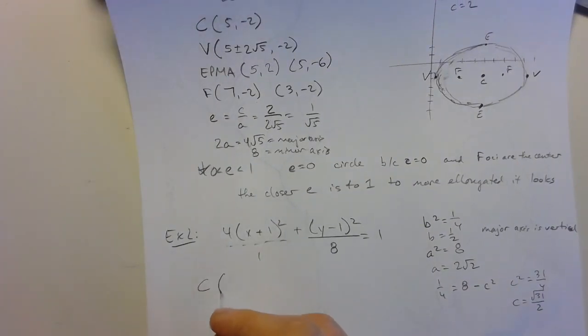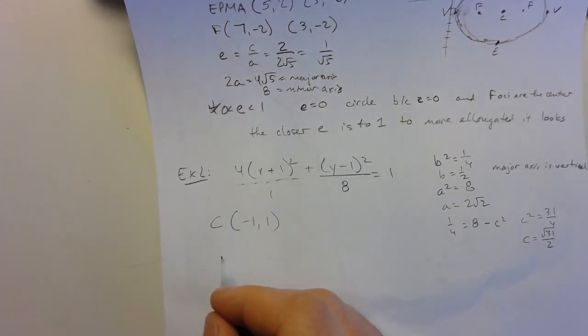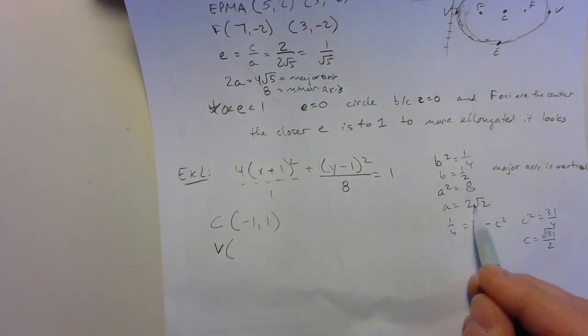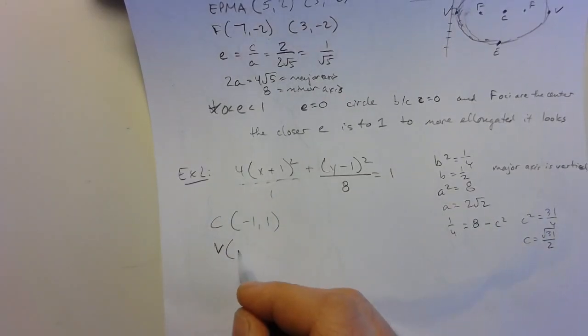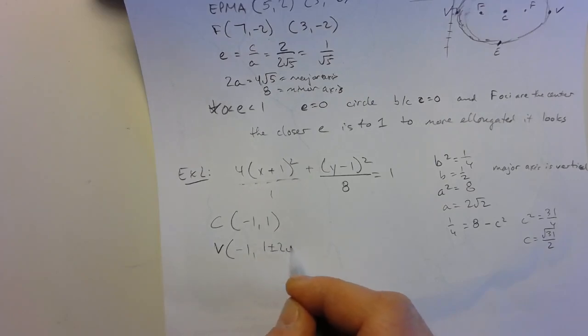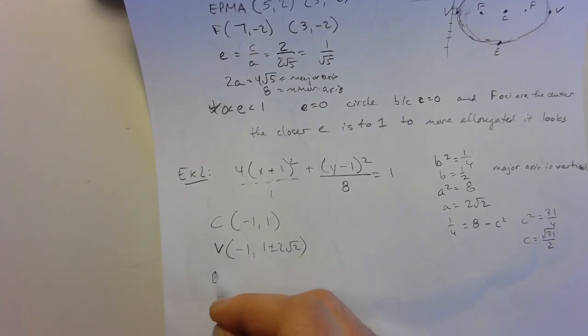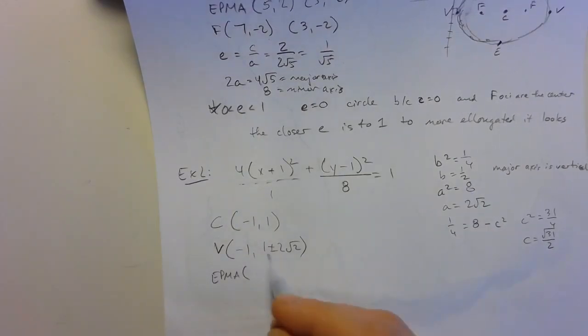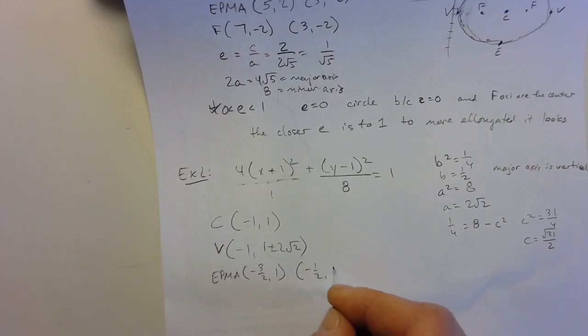So let's list out information. Center, -1, 1. Notice that capital C, lowercase c. Our vertices, we're going vertically 2 root 2, so we'll take this and do plus or minus 2 root 2. Our endpoints of the minor axis, that's going horizontally 1/2, so take this, add and subtract 1/2. So it's going to be -3/2, 1 and -1/2, 1.